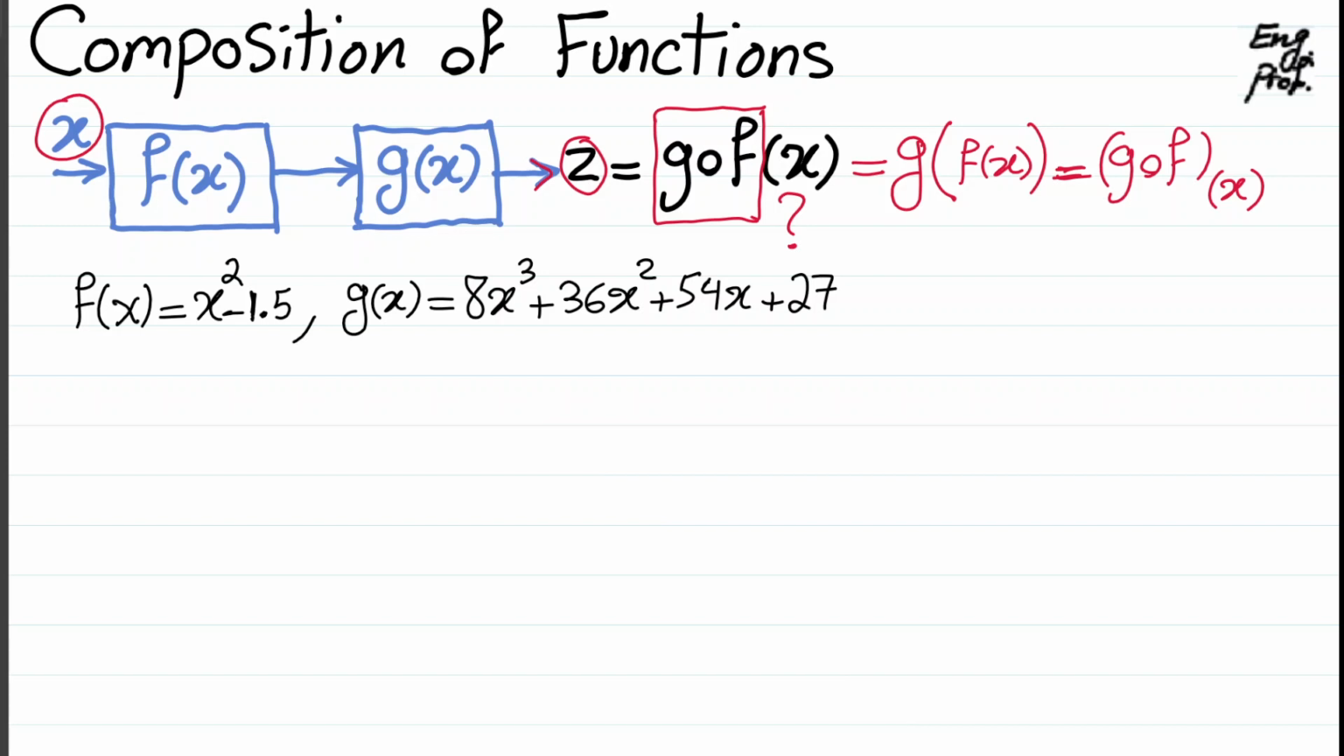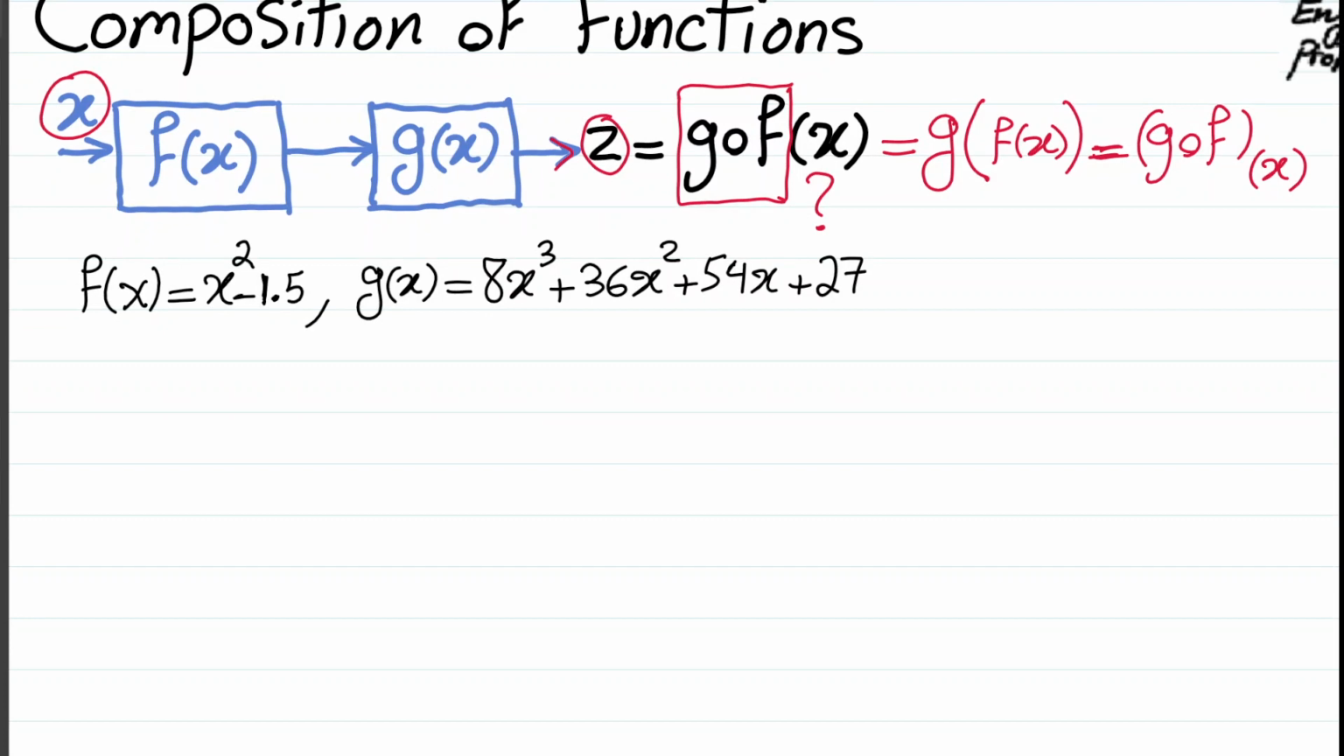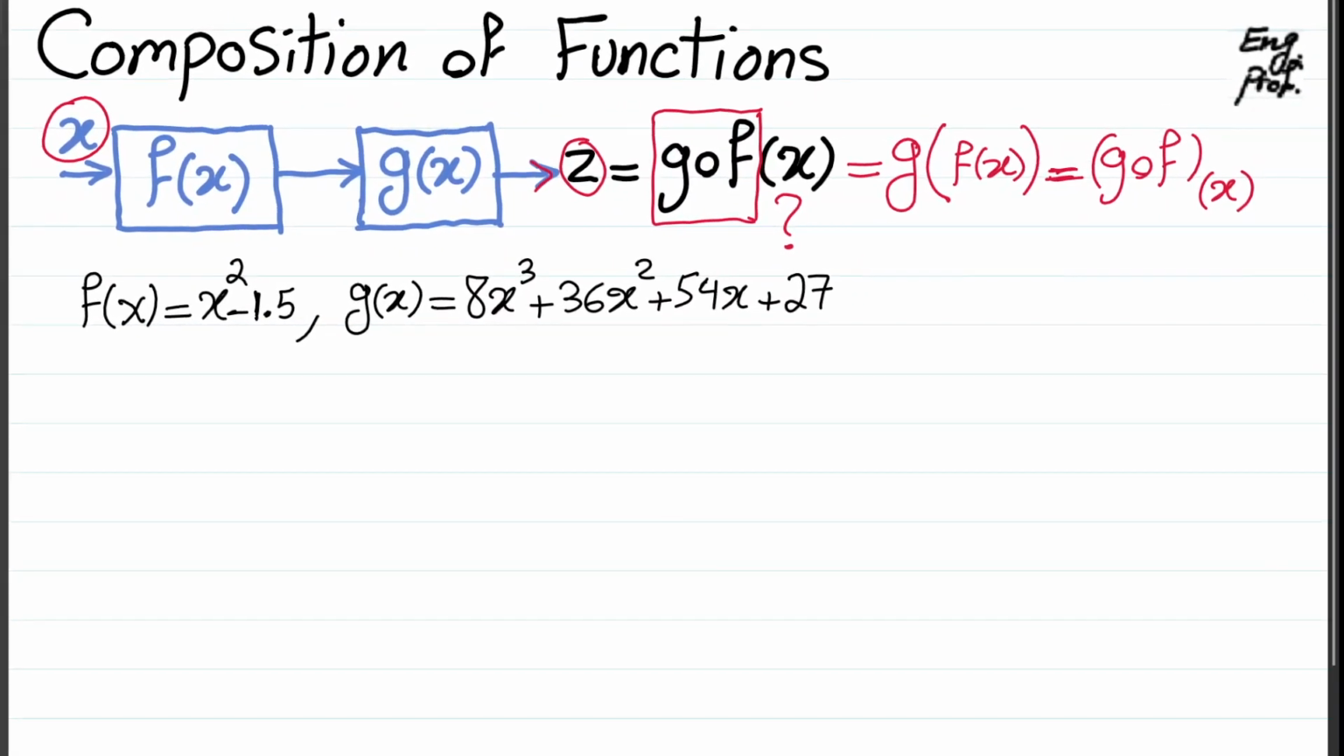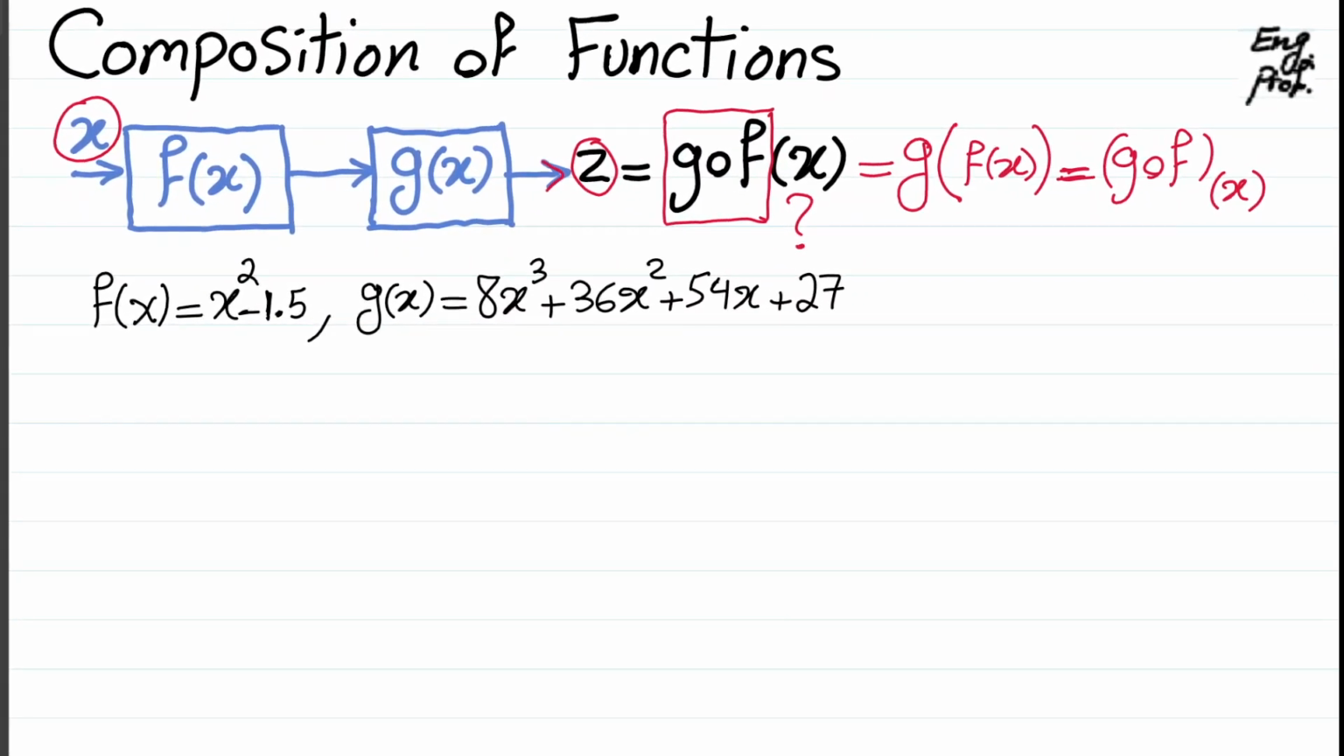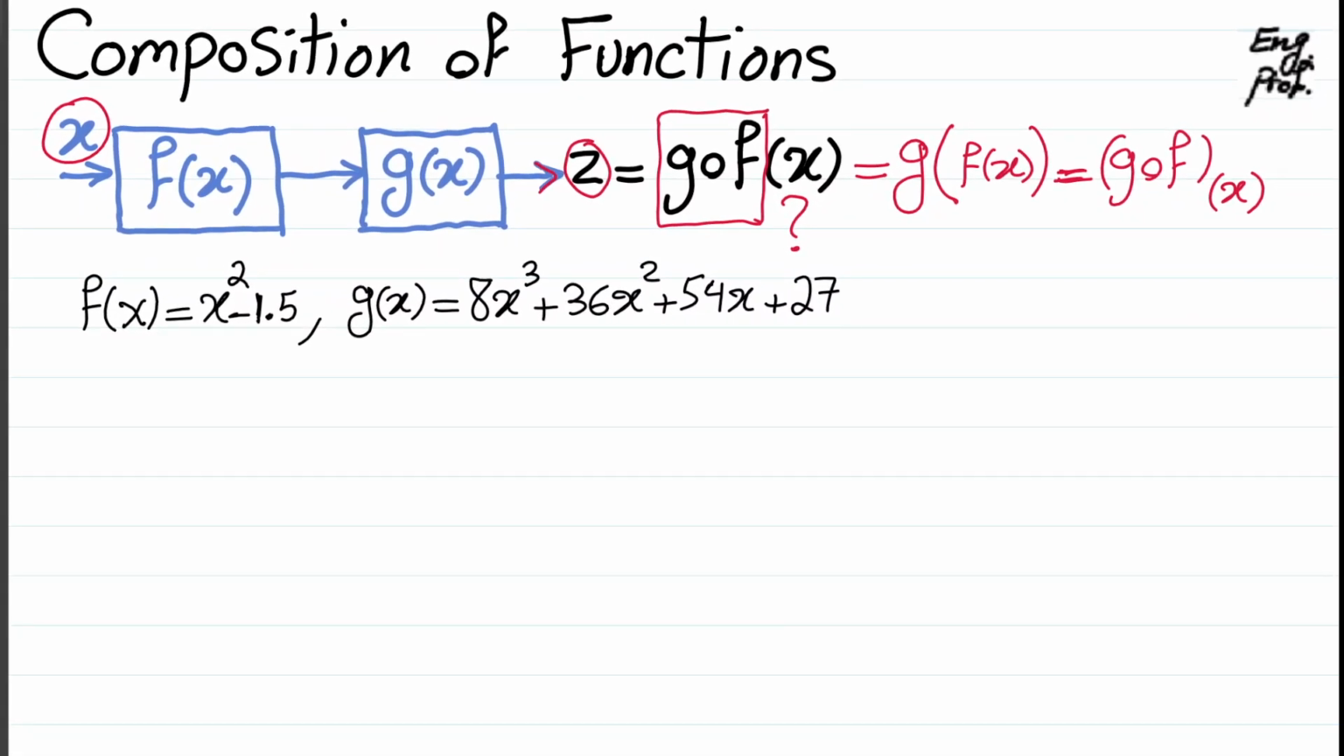Okay, so we want to find this g of f of x as shown here. That's the target for this computation. And how can we do that? The example is providing us with the definition of f of x, as you can see, x squared minus 1.5 for this function, and also g of x, which is this function.